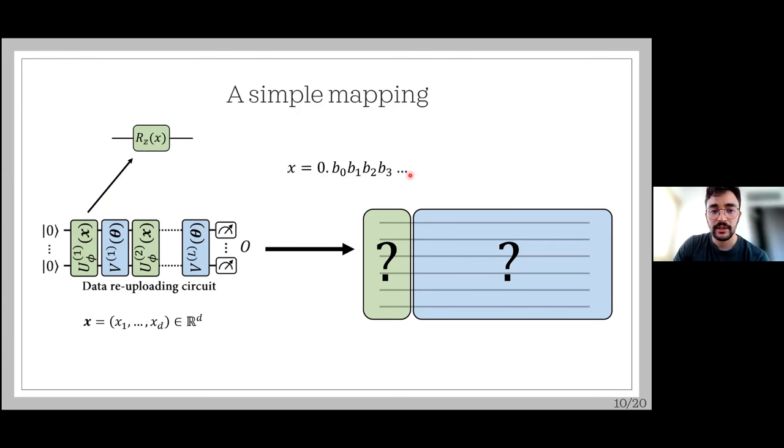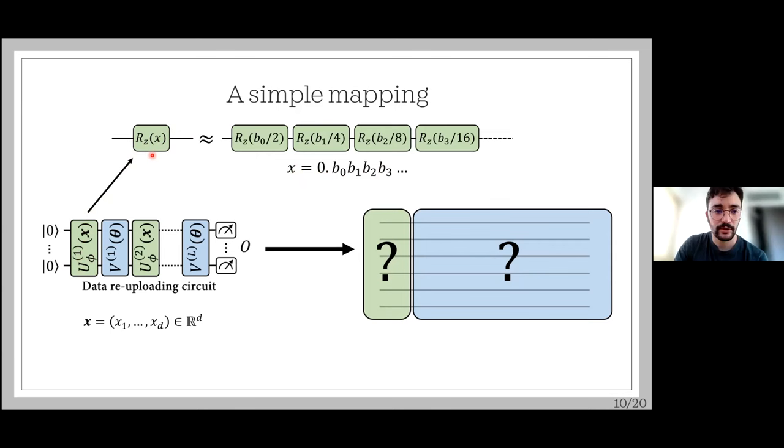Okay, so B0, B1, B2 are just bits, 0, 1, 2, whatever. And what you do is you replace this one rotation by X by a bunch of rotations that are just using the bits of X. So for B0, you will do a 1/2 rotation, for B1, you will do a 1/4 rotation, then a 1/8 rotation, and so on and so forth.